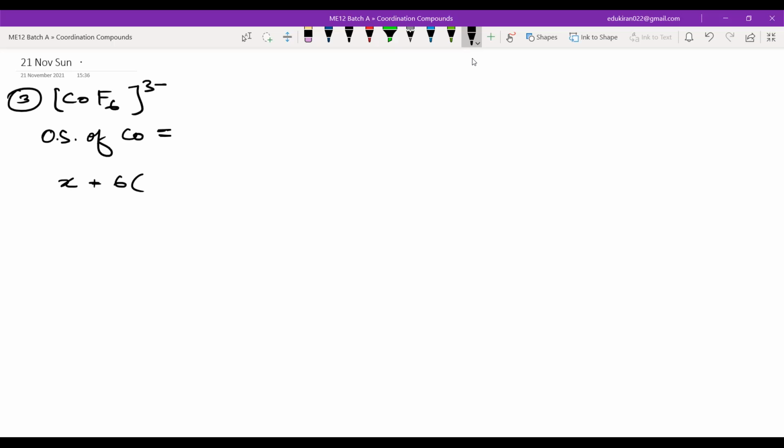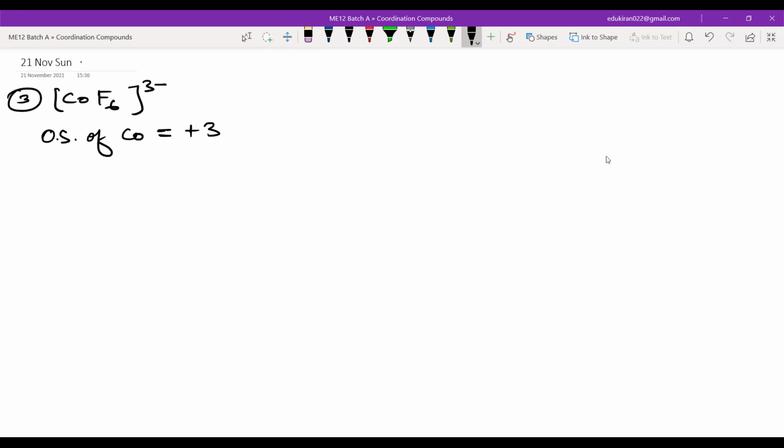And Abir, you should have looked at the anionic ligands. F is an anionic ligand. That is why this will be -1, and this is completely equal to -3. Hence, x minus 6 is equal to -3, so x is equal to 6 minus 3, which is +3. So the oxidation state is +3. You have to look at whether the ligand is neutral, anionic or cationic. You have to keep that in mind.